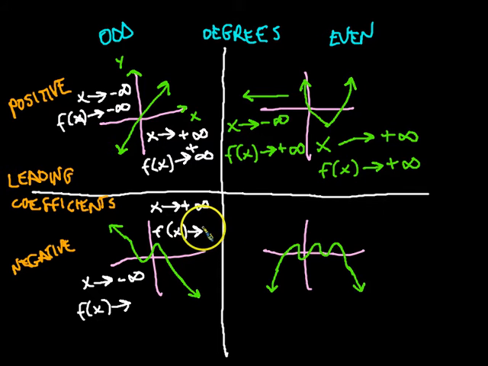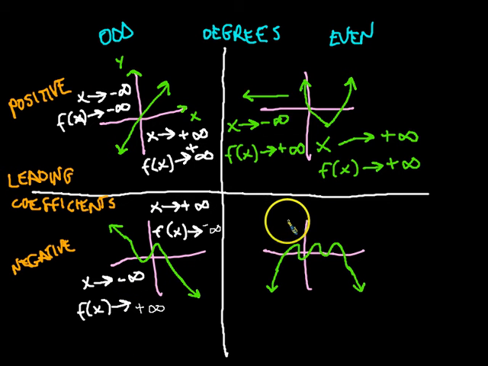All right, here's my take on it. As x goes to positive infinity, f of x is going down, so that means it's going to negative infinity. And then over here, same thing. As x goes to negative infinity, as x goes this way, it looks like f of x is going up. So f of x must be going to positive infinity as x goes to negative infinity.